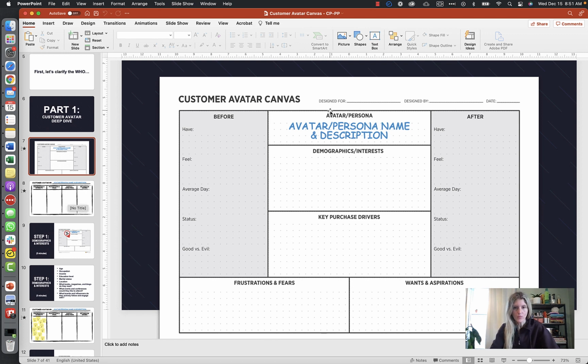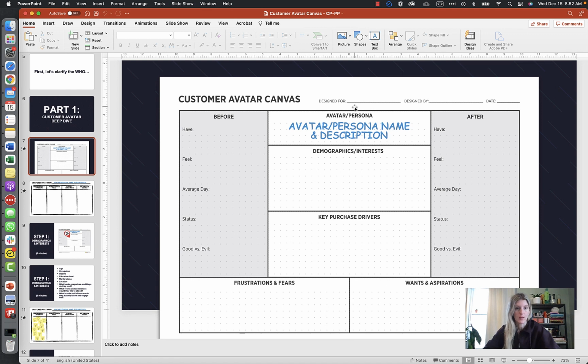So this is the customer avatar, the avatar persona, name, and description. You can make this fun, or you can just do Student Susie or Patty Parent. It doesn't have to be the same first initial and descriptor, but it just kind of makes things a lot easier. So avatar, persona, name, and description.